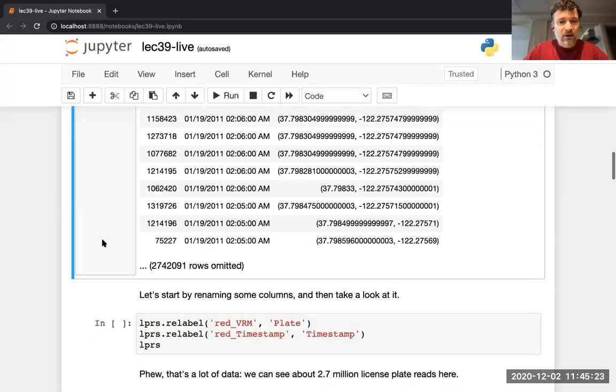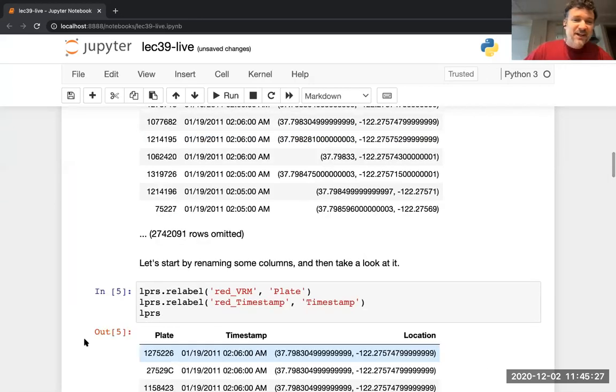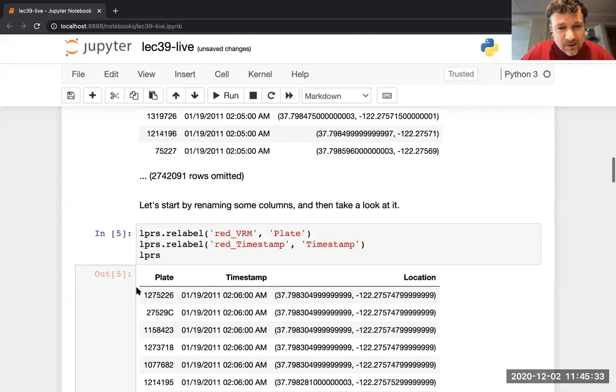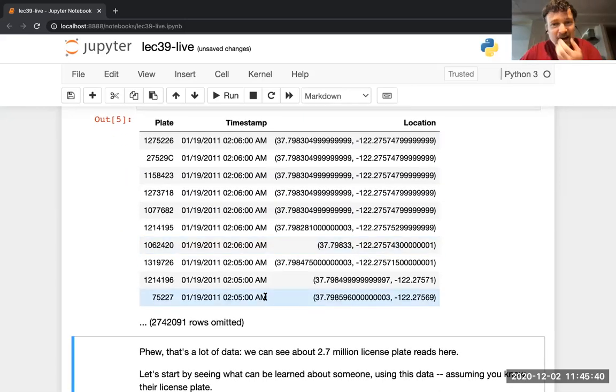Okay. So we're going to work with this data set. We're going to see what we can learn from this data set. I thought this was really fun to play around with. So the first thing I did, I said, I don't know what these weird labels are. So I relabeled the column headings to be something that makes sense to me: plate number, timestamp, location. It's a lot of data.